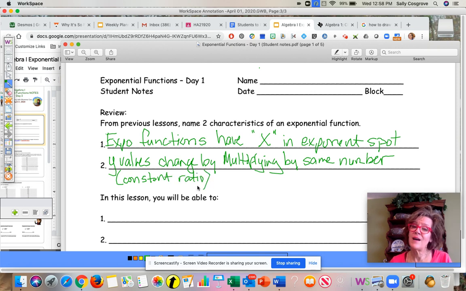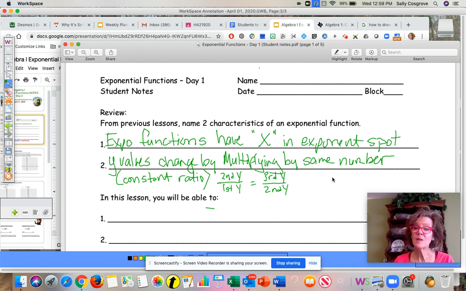And we said you could find that by dividing the second number by the first, the third number by the second. So second y by the first y. And that would need to equal the next one. So the third by the second, or the fourth by the third. Third y value by the second y.